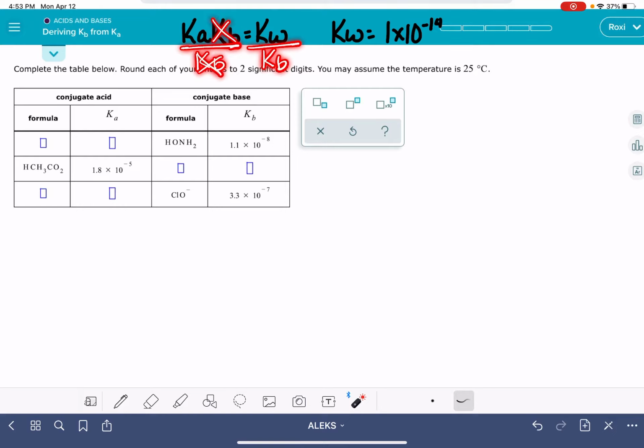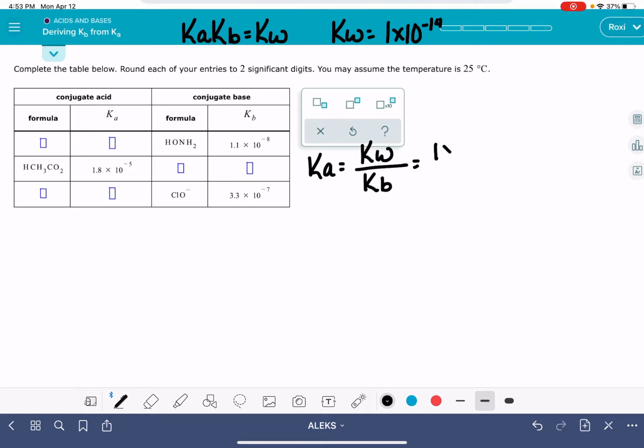The Kb's will cancel out on the left side, and the equation that we get is Ka equals Kw over Kb. We plug in our value of Kw, 1 times 10 to the minus 14, and we plug in the provided value of Kb, 1.1 times 10 to the minus 8, and we work the math out on that. 1 times 10 to the minus 14 divided by 1.1 times 10 to the minus 8 gives us, to 2 significant figures, 9.1 times 10 to the minus 7.